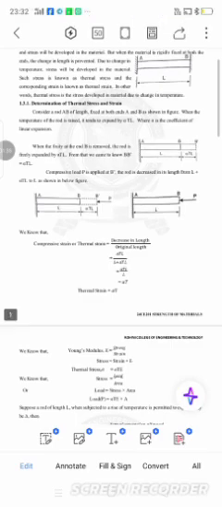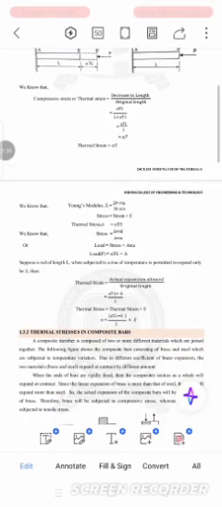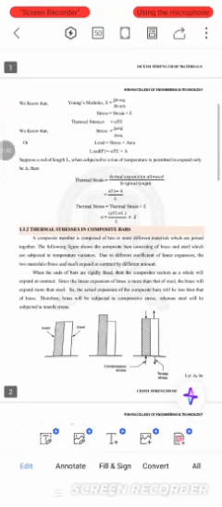T is the temperature. The thermal stress is equal to thermal strain into Young's modulus. We already know the thermal strain; multiplied by E, it gives the thermal stress.